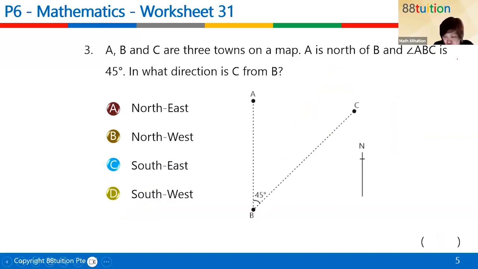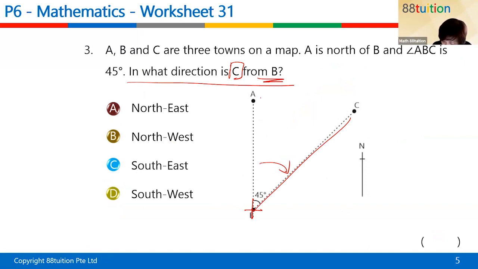Okay, A, B, C are 3 towns. A is the north of B. Angle ABC is 45. In which direction is C from B? So from B, C is here. Since this is north, this is northeast. Okay? Option number E.